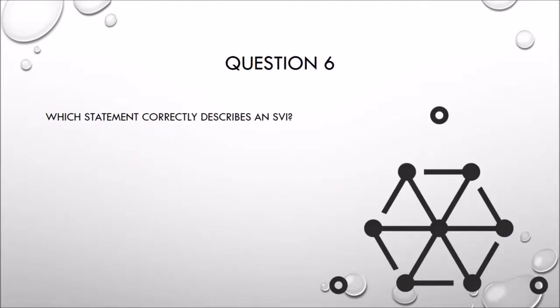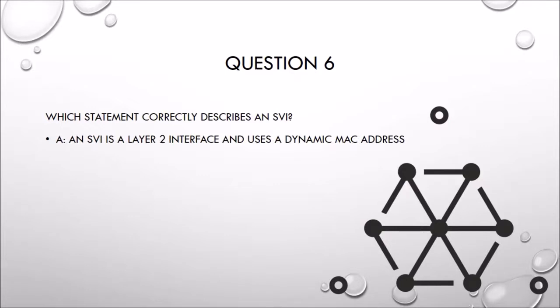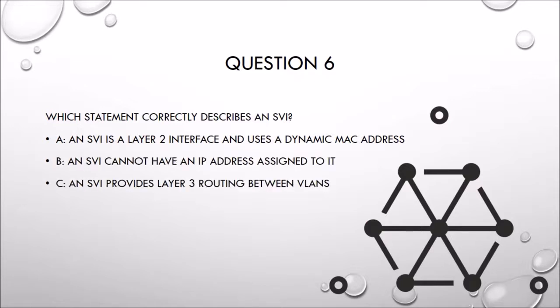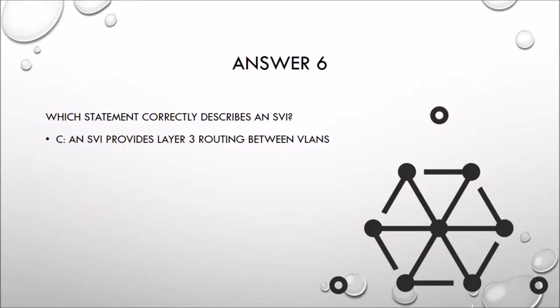Question 6. What is a switched virtual interface? Is it A, an SVI is a layer 2 interface and uses a dynamic MAC address. B. An SVI cannot have an IP address assigned to it. C. An SVI provides layer 3 routing between VLANs. Or is it D, each switch port requires an SVI assignment? And the answer is C. A switched virtual interface provides layer 3 routing between VLANs.